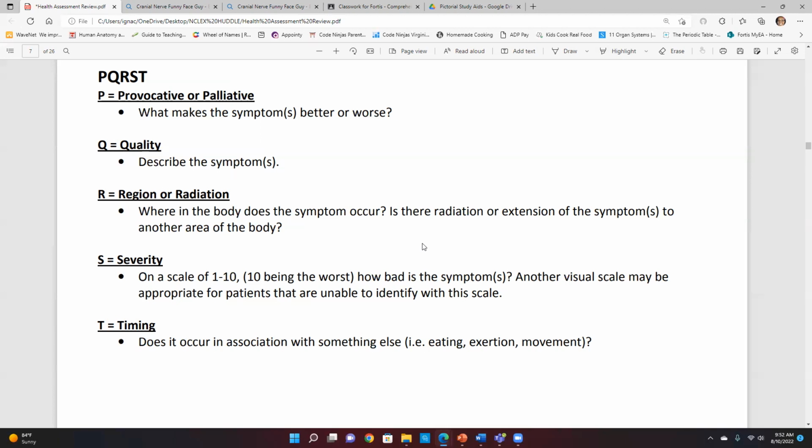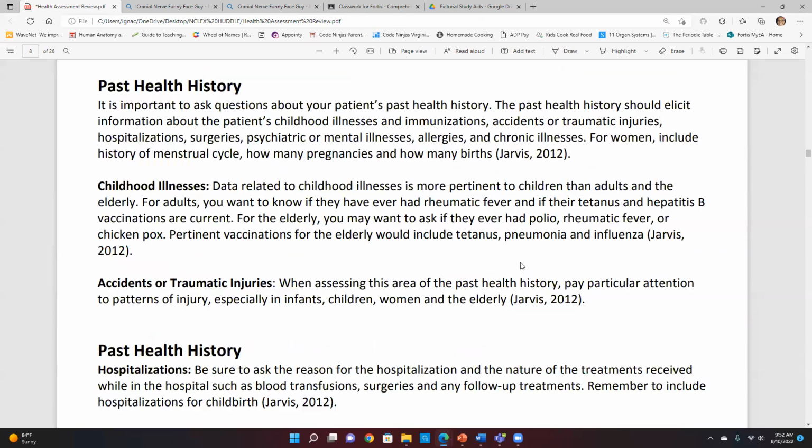T stands for timing. Okay, does it happen when you're doing something else? Maybe it's associated with eating, with movement, or exertion. Okay, so that was the PQRST of pain.